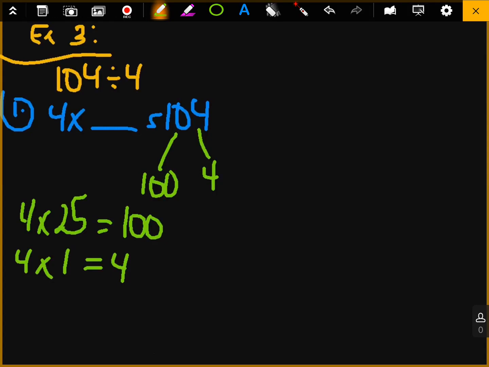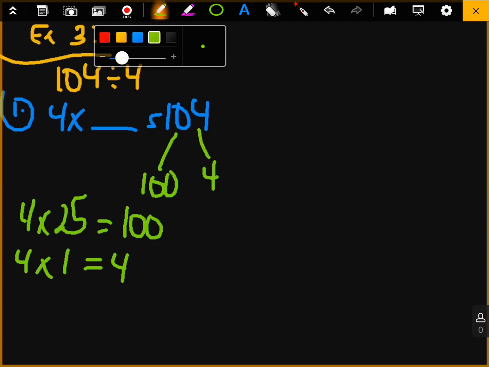4 times 20 is 80, and then you could just count by 4 five times. 4 times 21 is 84, then it'd be 88, 92, 96, and 100. Okay, so let's get back to this. My mistake, guys. You could have also done it a little bit simpler.